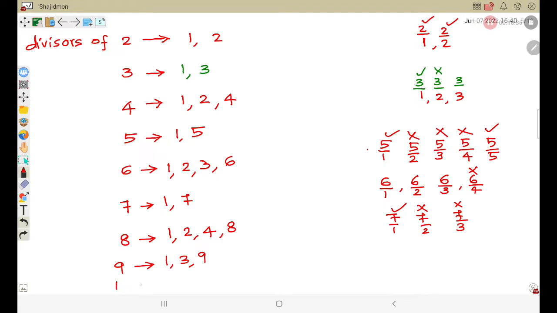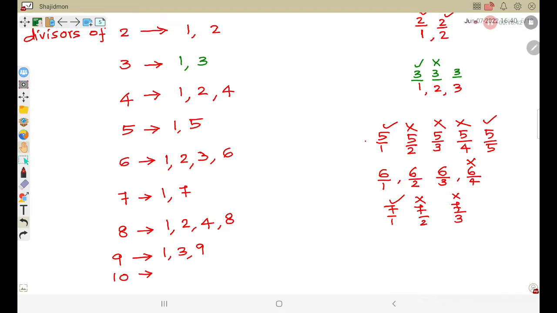Divisors of number 10, okay, you can write. 1 is possible, 2 is possible, 3 no, 4 is not possible, 5 is possible, after that 10, correct? Half of the number, after that only the same number is possible. For example, 10 half is 5, so after 5 the divisor will be the same number, 10 only.